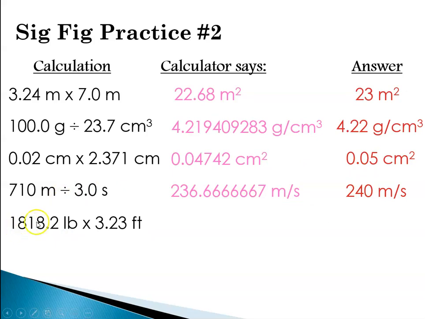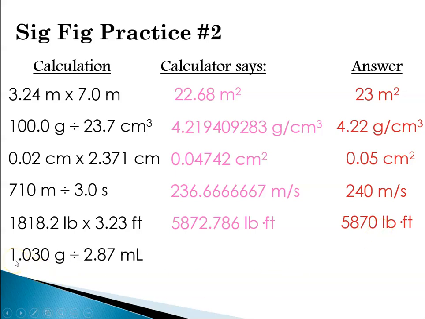Here we have 1, 2, 3, 4, 5 sig figs times 1, 2, 3 sig figs. My calculator gives me this number. So here, 5 versus 3. I need to round to 3 significant figures. So coming over here, 1, 2, 3, my third significant digit is a 7. I can only report 3 sig figs. The number immediately following it is a 2, so I have to let it go. So my answer is going to be 5870. I have to let it go because I can't report that 2. I can only report 3 significant figures. And again, no decimal point, because if I were to put a decimal point, the number would have 4 significant figures.